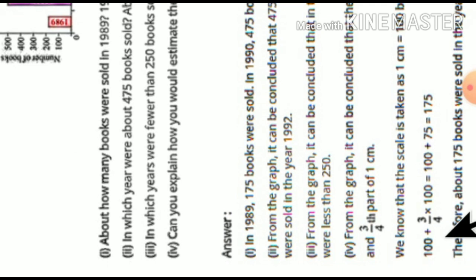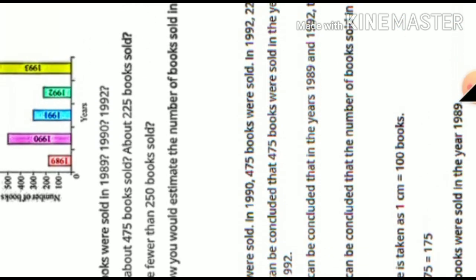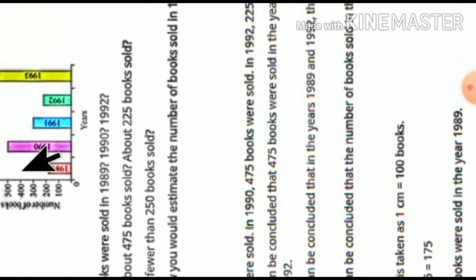So 100 plus 3/4 into 100. Equal to 3/4 into 100 is, we will cut, 4 ones are 4, 25s are, and 25 threes will be 75. So 100 plus 75, that is 175. Therefore about 175 books were sold in the year 1989. So here it will come 175 books.